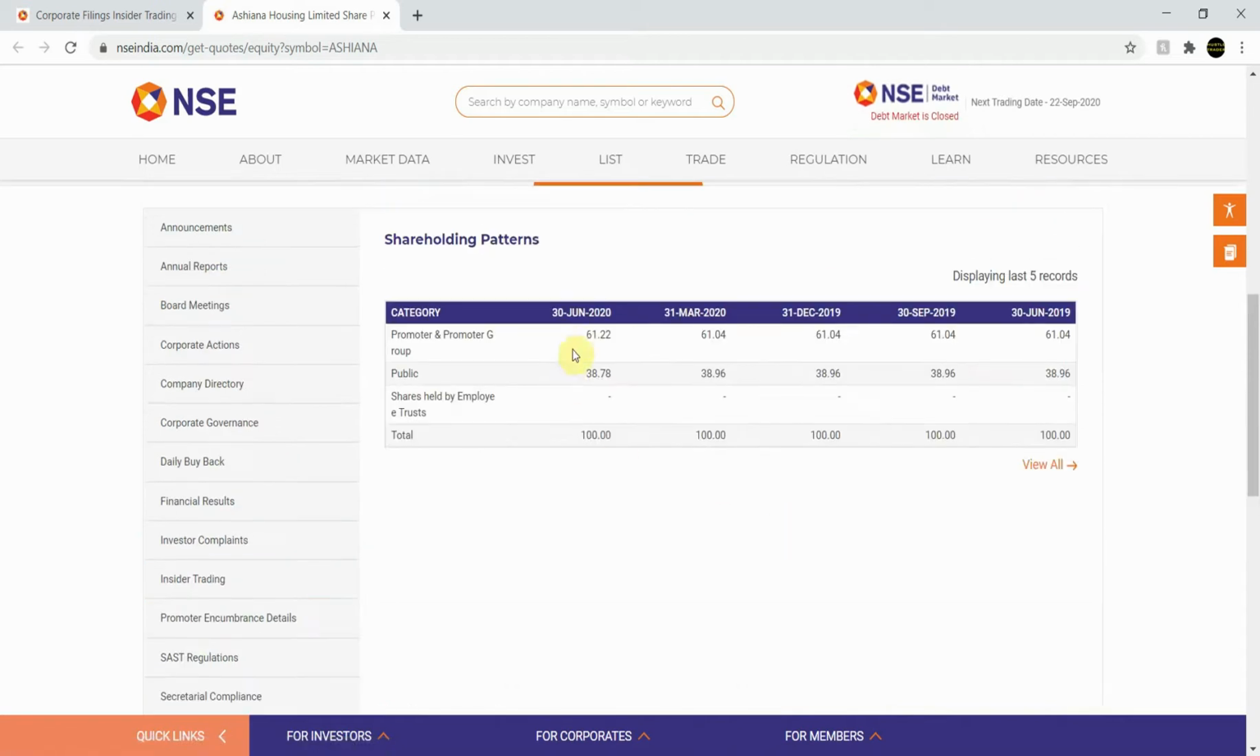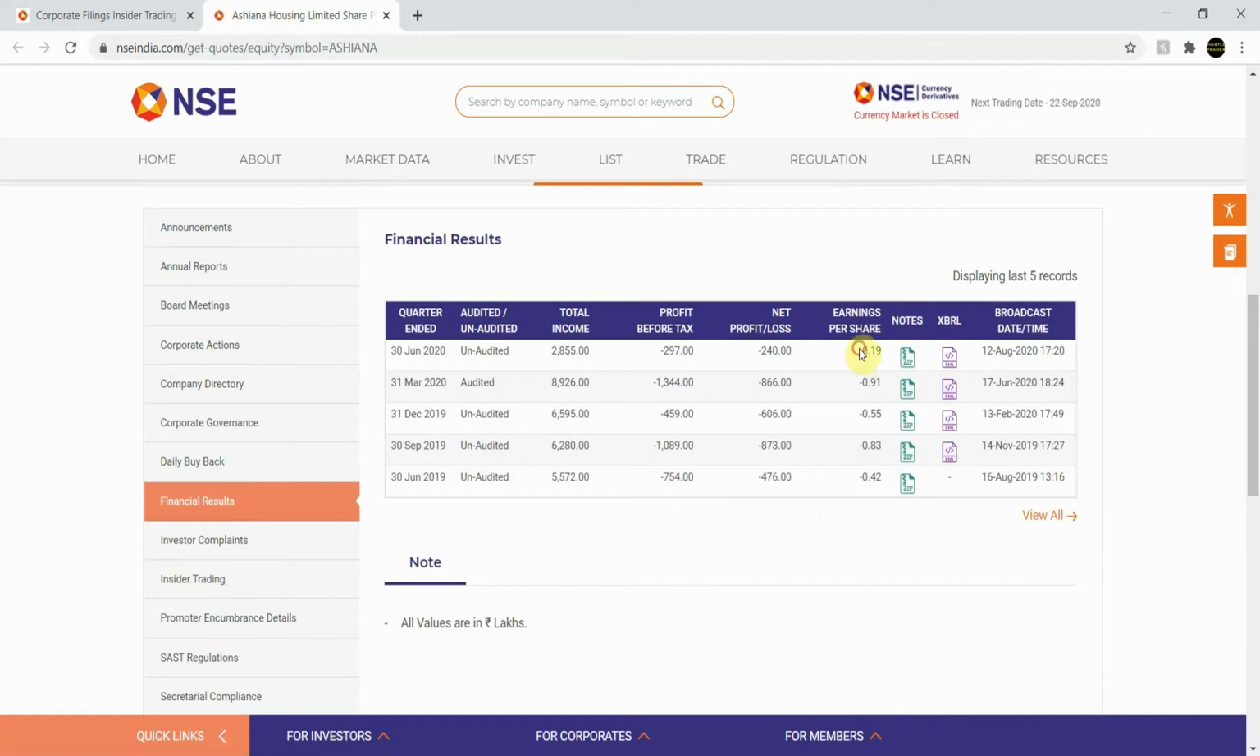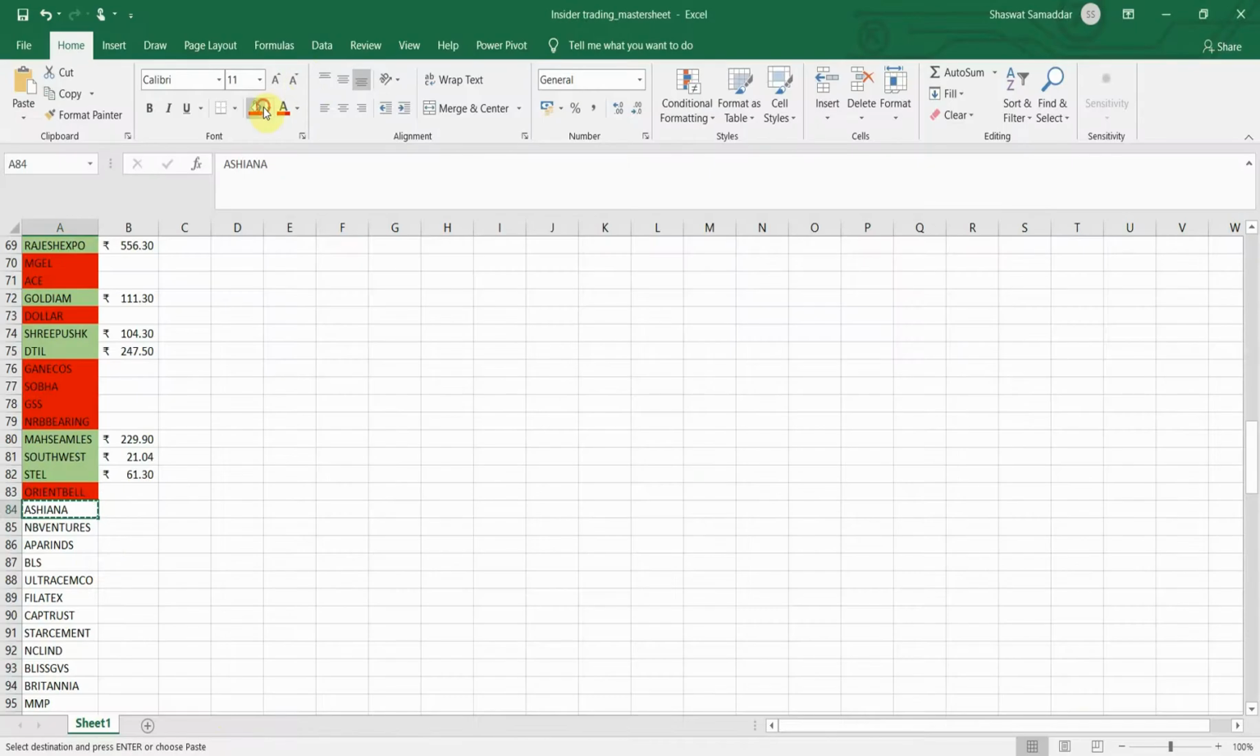Next, let's check the shareholding pattern. Okay, shareholding pattern also looks good because it is greater than 50%. The last one I would check is the financial results. Okay, so the latest earnings per share reported is negative. So I'll go ahead and discard this stock.